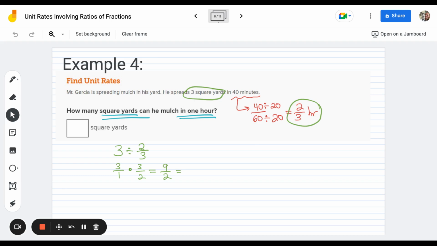So again, we ask ourselves, how many times can 2 go into 9? It can go in there a total of 4 times, because that's 8, which means there's going to be 1 left over. So we get 4.5 as our final answer. So we have 4.5 square yards.